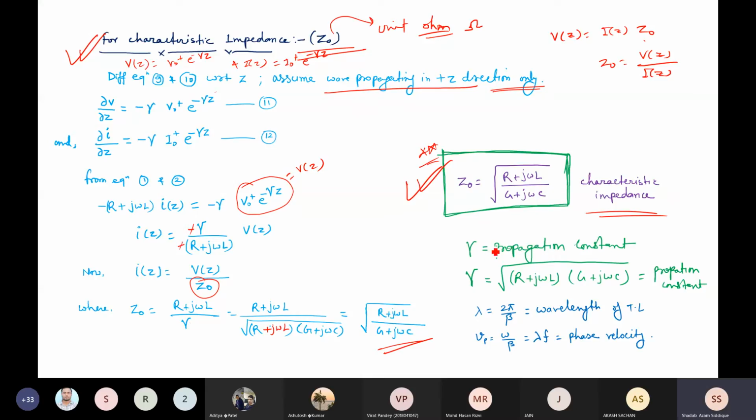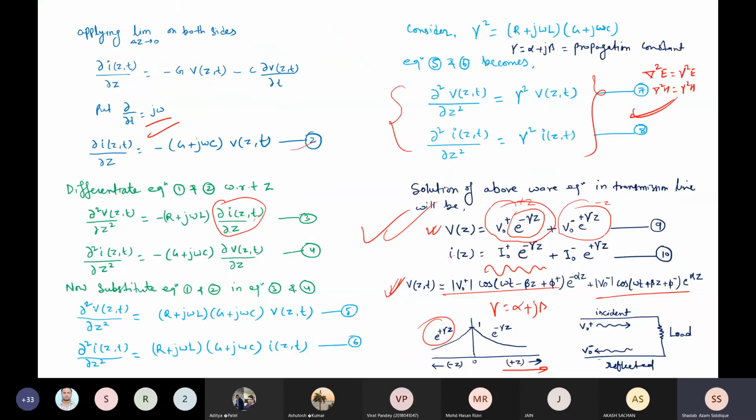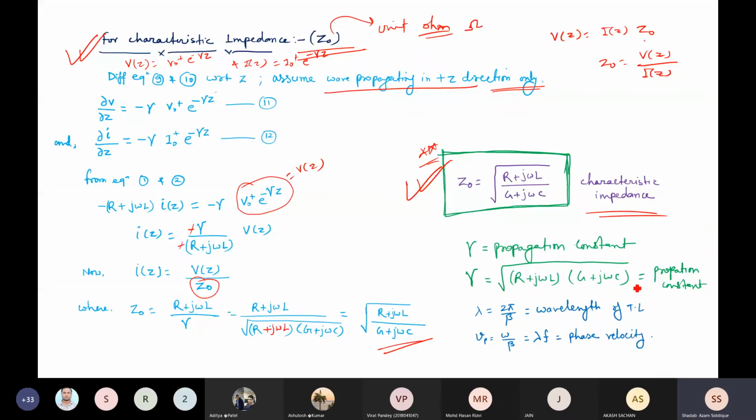Now we have the propagation constant. This is responsible for carrying the microwave energy from the source to the destination side. This propagation constant gamma is equal to the square root of R plus j omega L into G plus j omega C, because we assumed gamma square is R plus j omega L into G plus j omega C. Now this can also be written as alpha plus j beta.